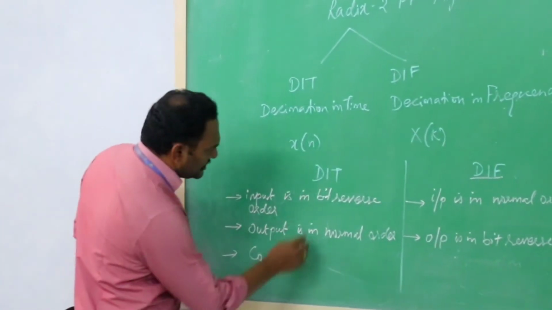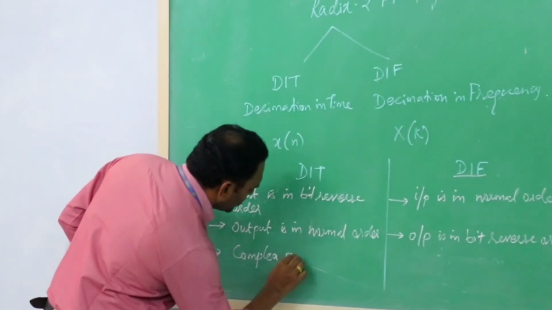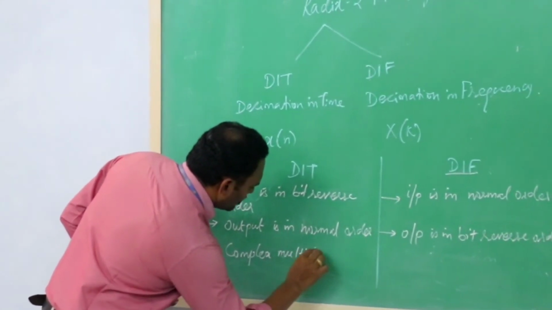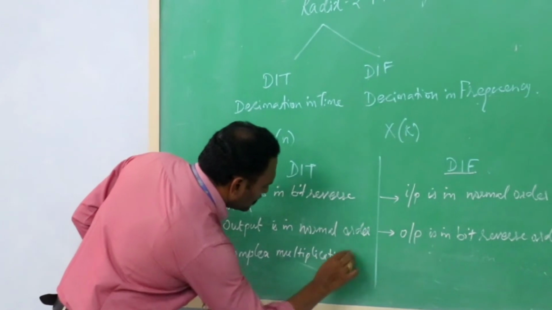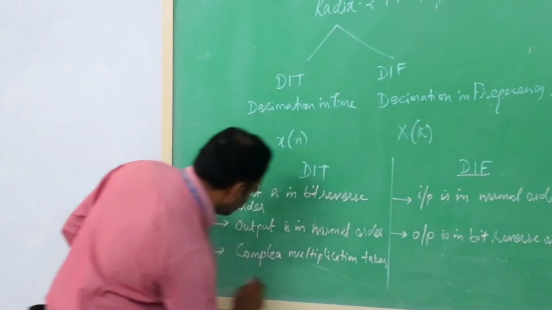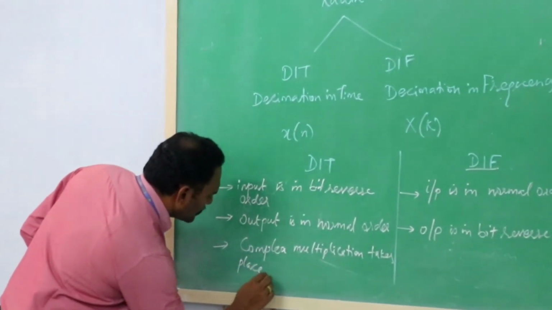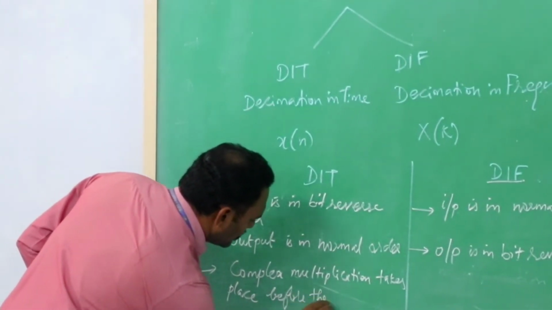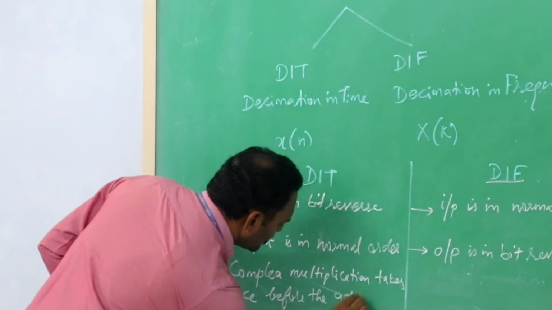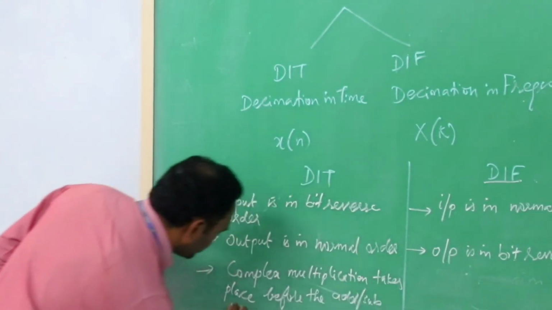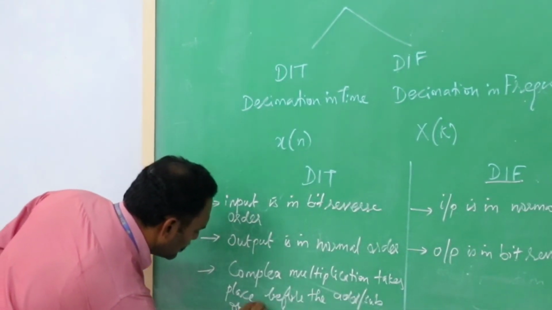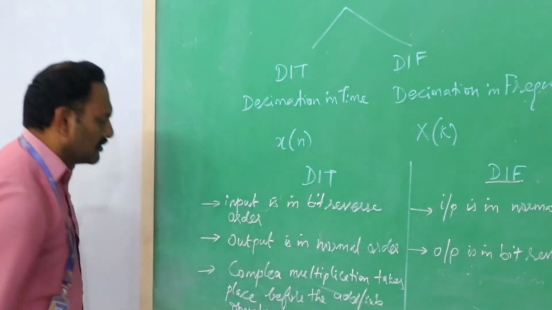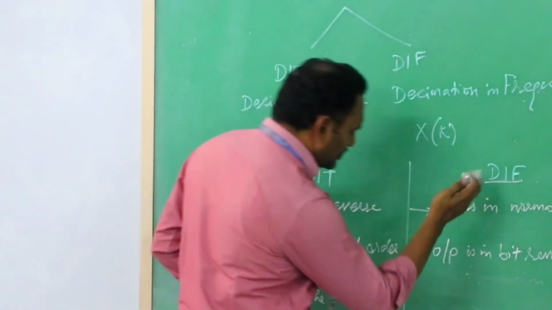Here in DIT FFT, complex multiplication takes place before the complex add and subtract operations. Okay.